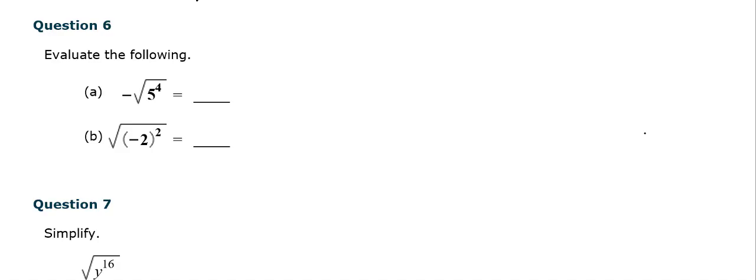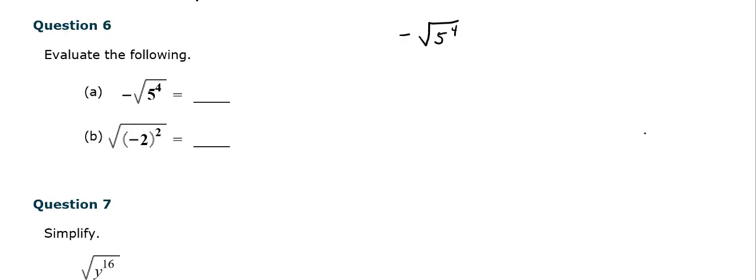So the next problem, it says evaluate the following, the opposite of the square root of 5 to the 4th. And the second one is the square root of negative 2 squared. So what we do in simplifying, if it's broken down into exponential form, as long as when we raise 5 to the 4th power it doesn't give us a negative number, we simplify like this. So we have the opposite, and underneath the radical, 5 to the 4th.